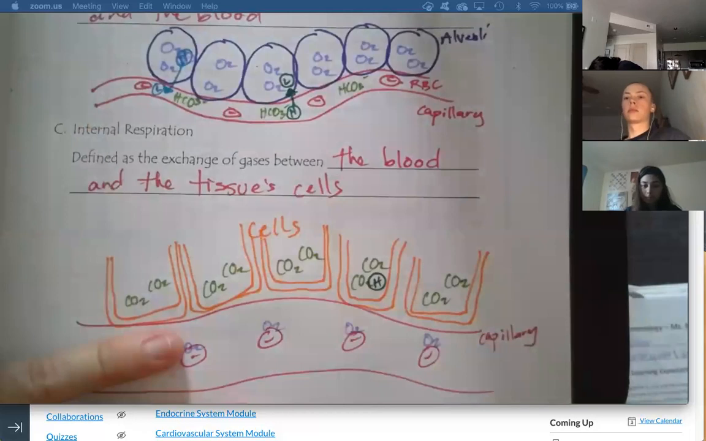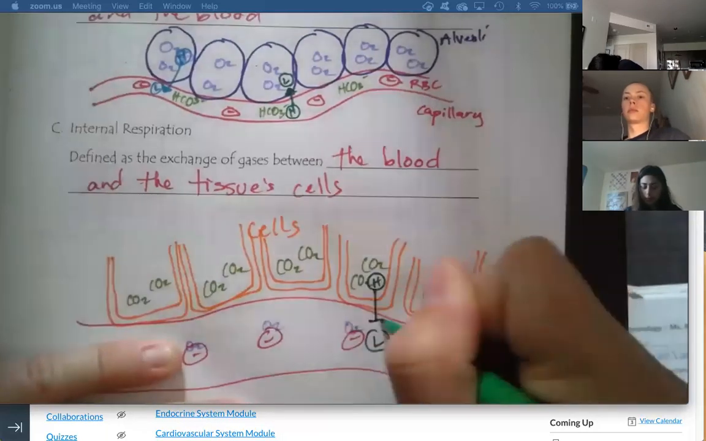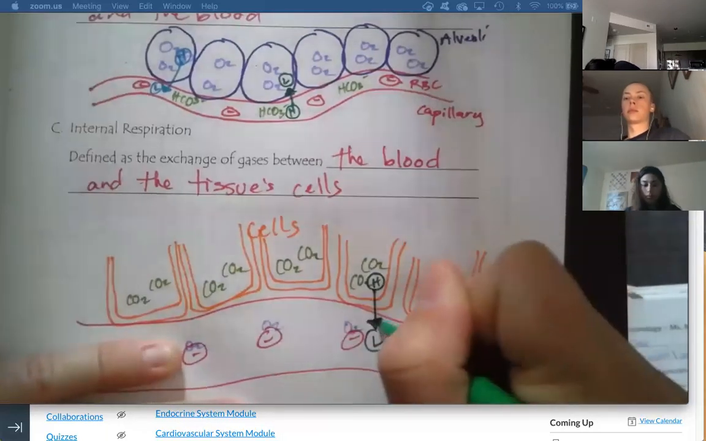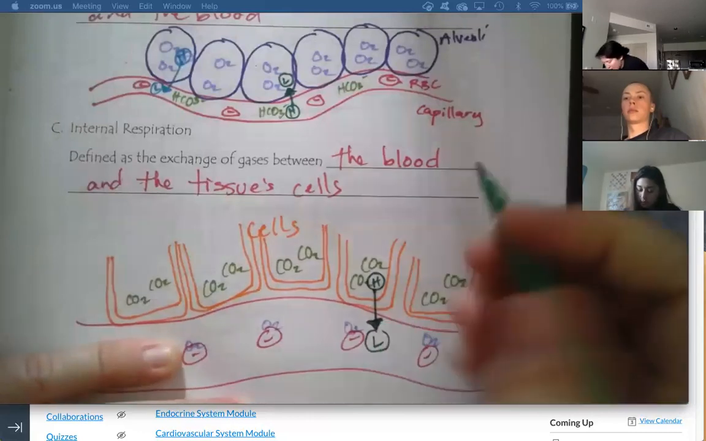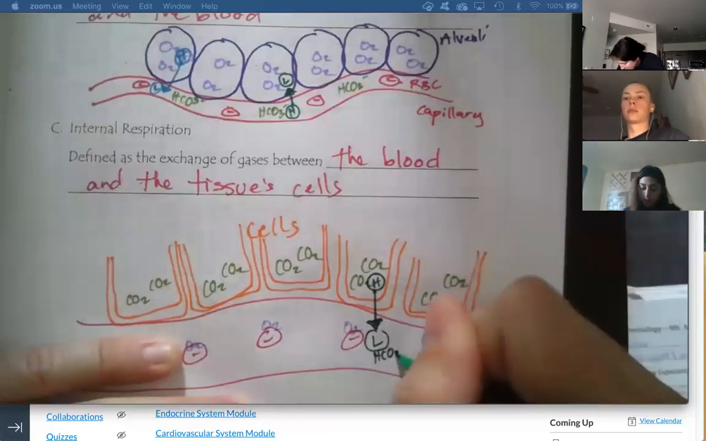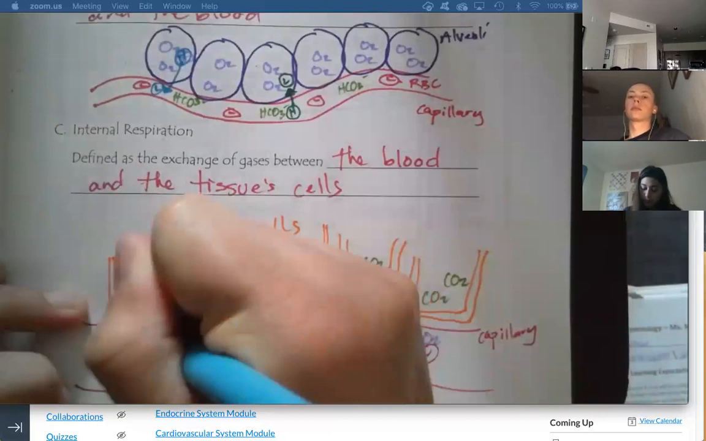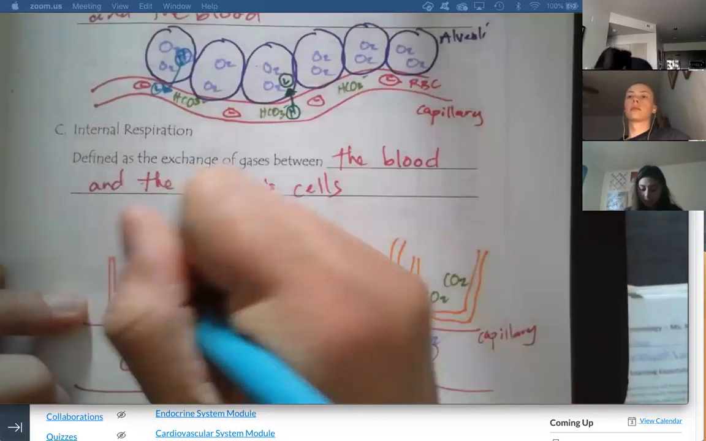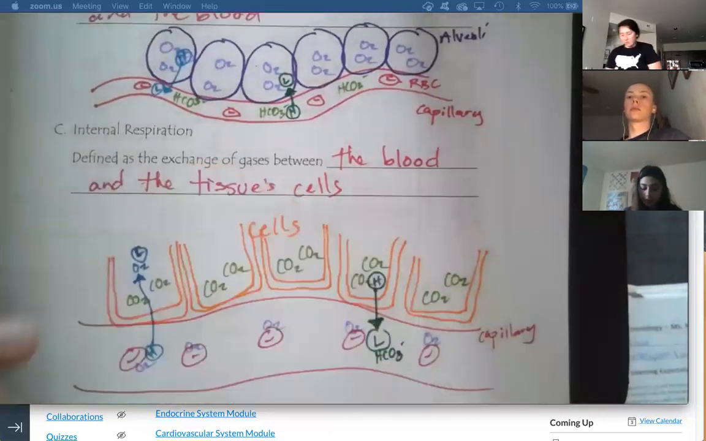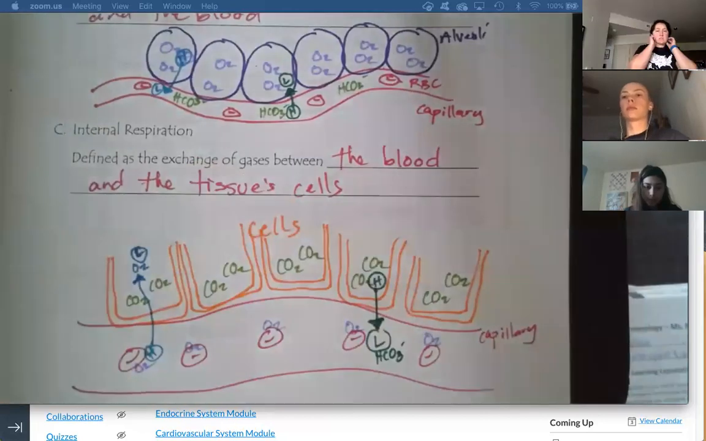We have low levels here. This is going to diffuse across, and it's going to be converted into HCO3. It's going to be dissolved into HCO3. And then our oxygen is going to go into the cells, from a high to a low concentration also there. So this is internal respiration. It's the same process, it's just happening in the opposite direction between the blood and the cells.